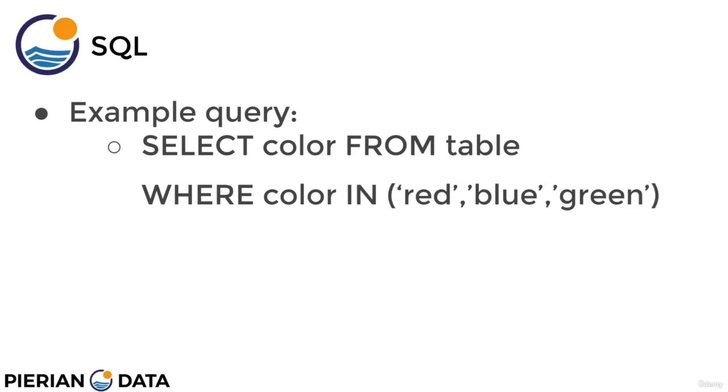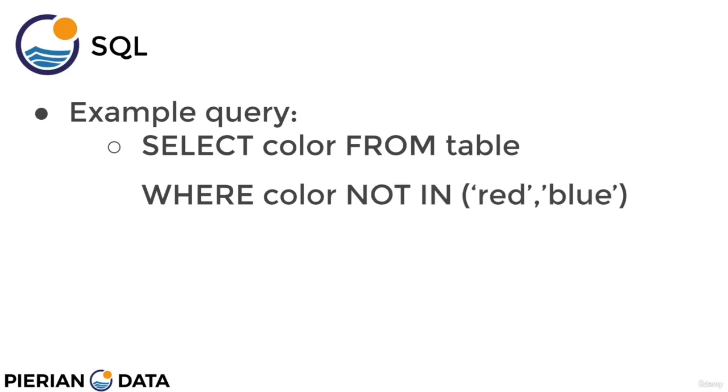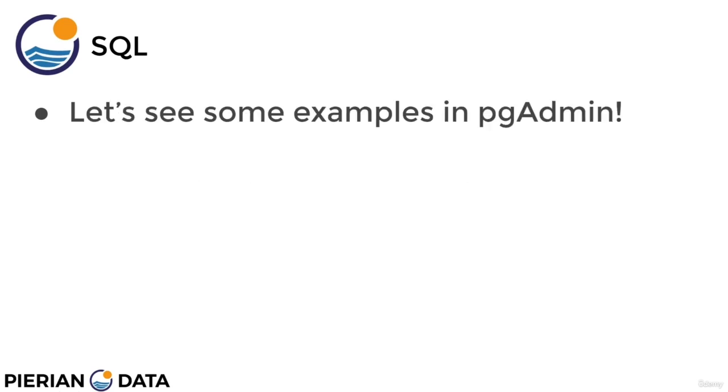And we can always expand this to more options quickly. So we can say now where the color is red or blue or green. So essentially there's a little OR statement in between all these. Keep in mind you can also combine this with the NOT operator to essentially do this excluding these values. So where color is NOT IN red, blue. It's essentially every color that is not red or blue. Let's go ahead and quickly see some examples in pgAdmin.